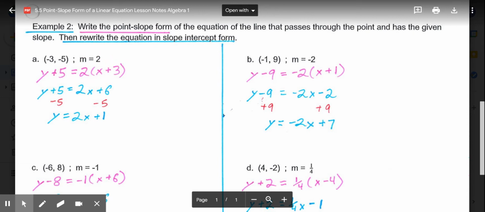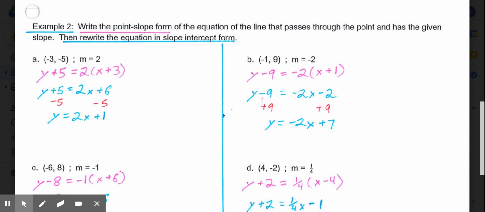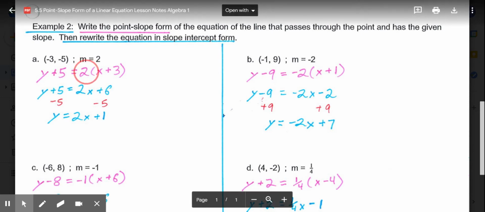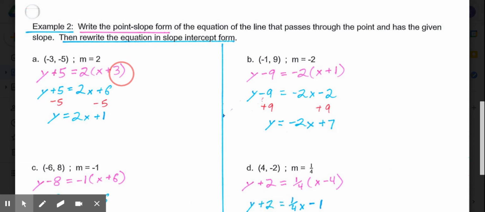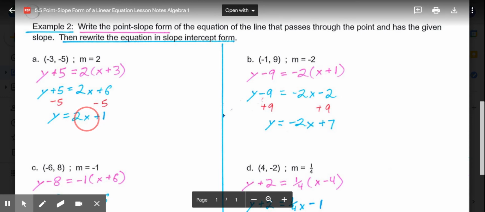Now, how do I go from point slope form to slope intercept form? What you need to do is you want to distribute your slope. So use the distributive property to multiply it by each part of the inside of the parentheses. And then what we want to do is solve the equation to get y alone. That'll give us y equals mx plus b format.